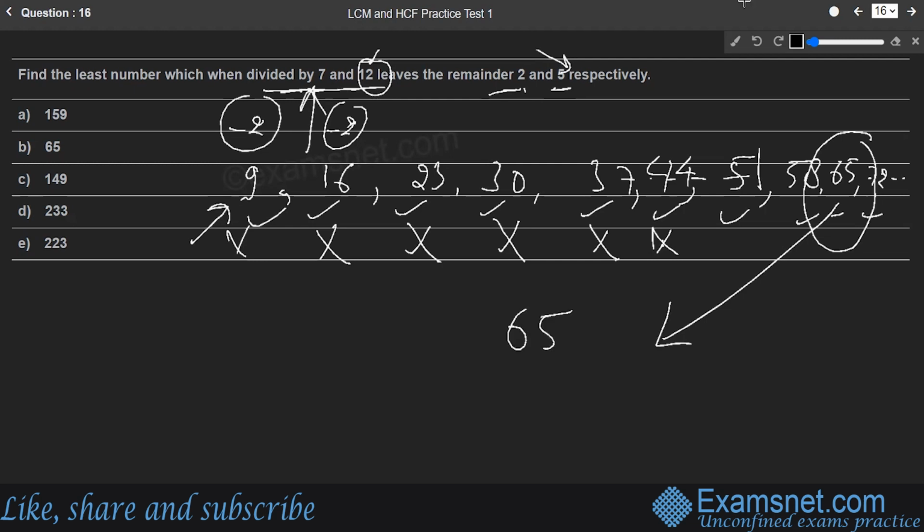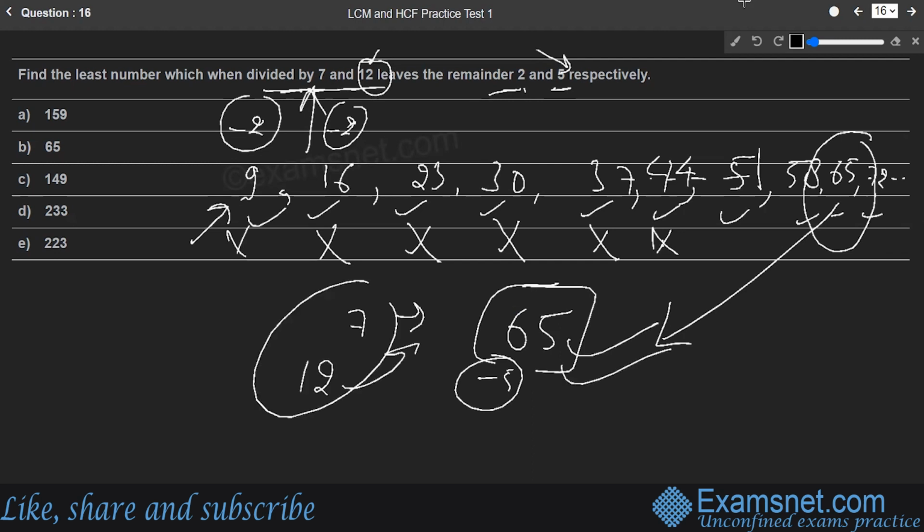If we divide 65 by 12, obviously we get the remainder as 5, because 12 times 5 is 60, which is completely divisible. So 65 is the number which matches the 7's condition and at the same time matches the 12's condition also. So 65 is going to be the right answer for us, which is available in option number B, and that becomes the right answer.